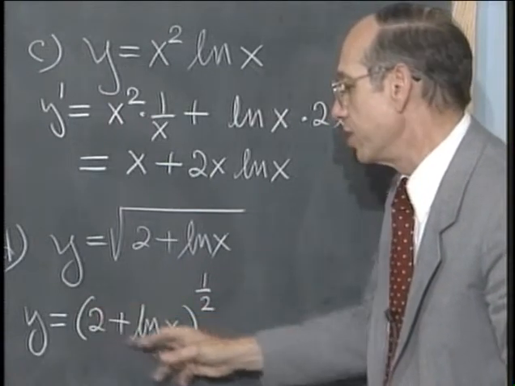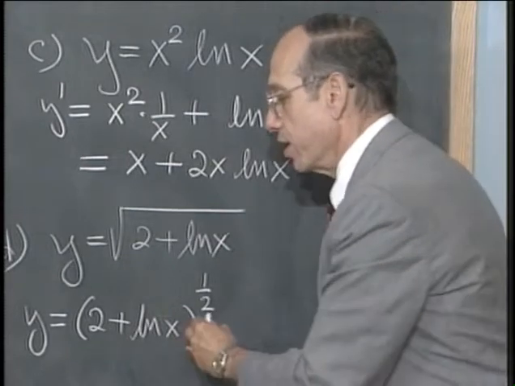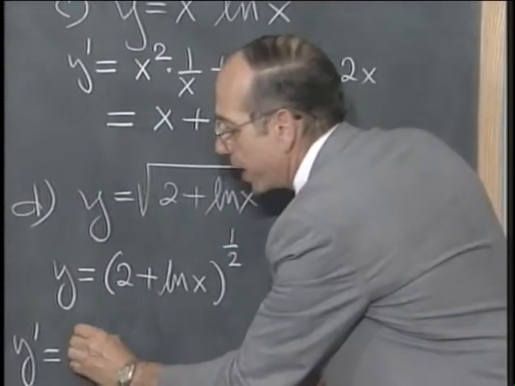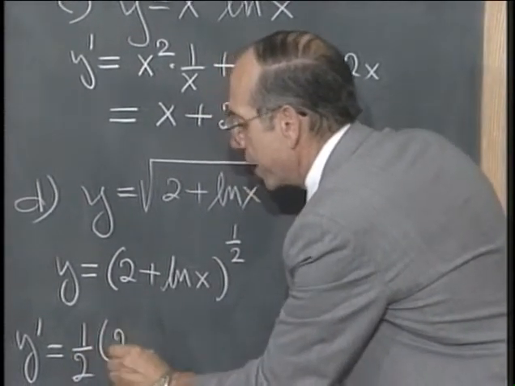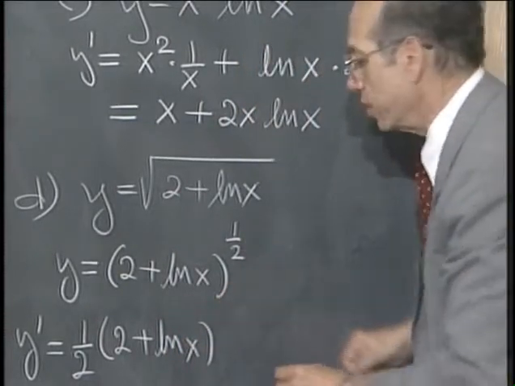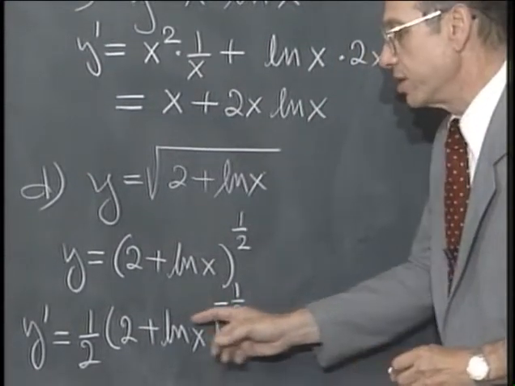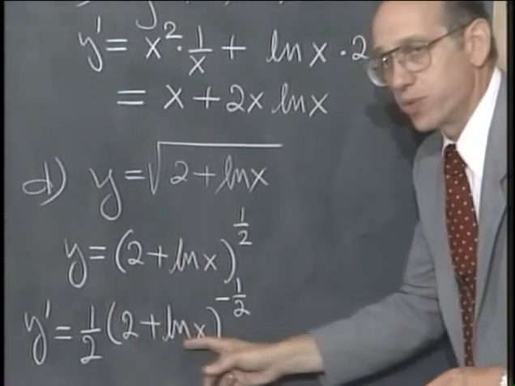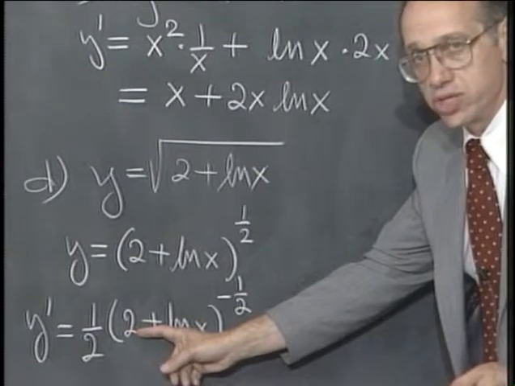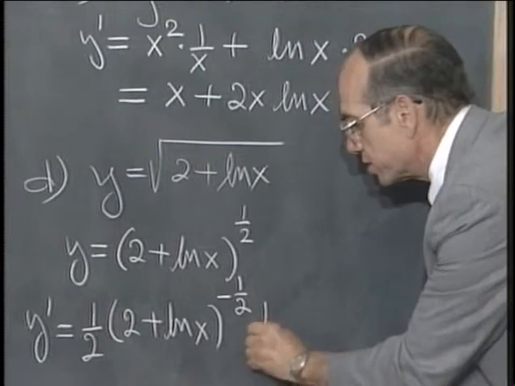In this form, we take the derivative using the chain rule. This is some function raised to the 1/2 power. The fact that the function involves a logarithm does not make the chain rule any less true than it used to be. We take the derivative, y prime equals, this is something to the 1/2 power, so the derivative is 1/2 of that expression, 2 plus log x, raised to the power 1/2 minus 1, which is minus 1/2. And then we have to multiply this by the derivative of what's inside those parentheses. The derivative of what's inside those parentheses is the derivative of 2, which is 0, plus the derivative of log x. The derivative of log x is 1 over x.